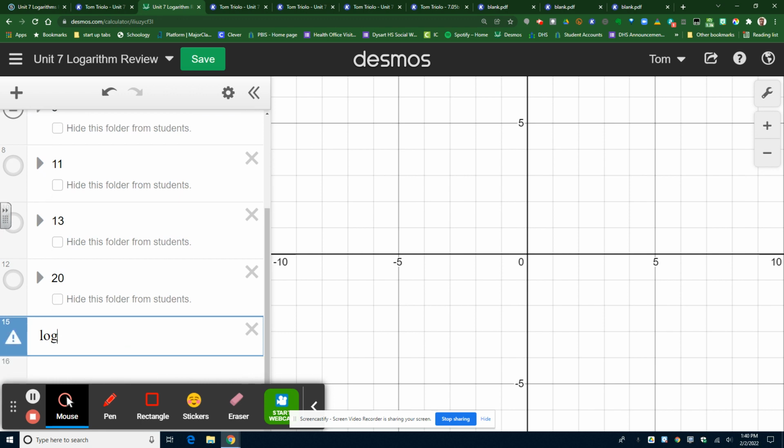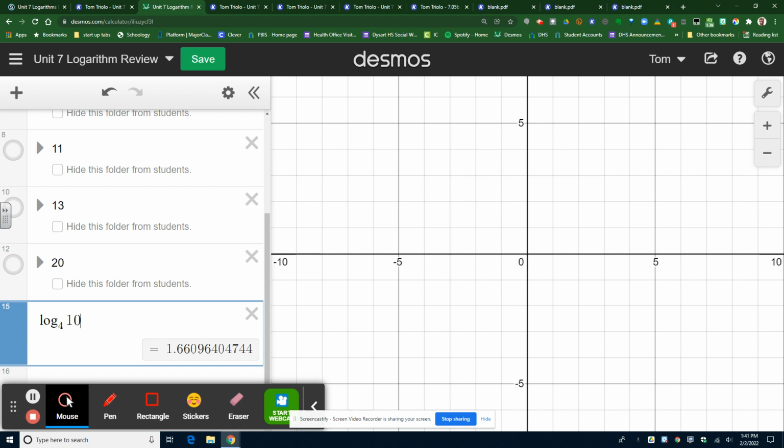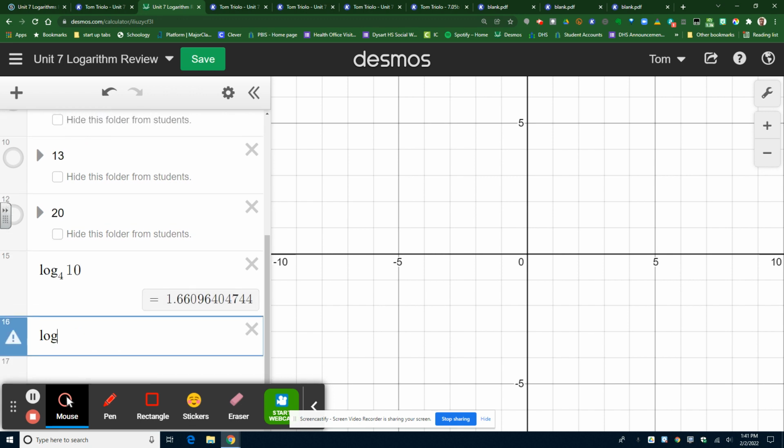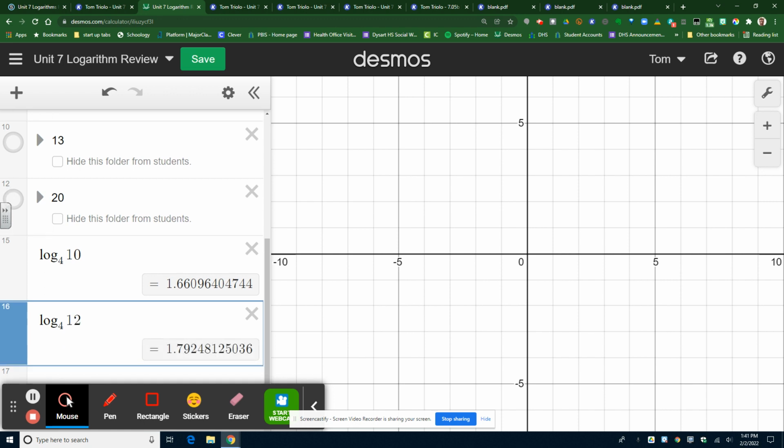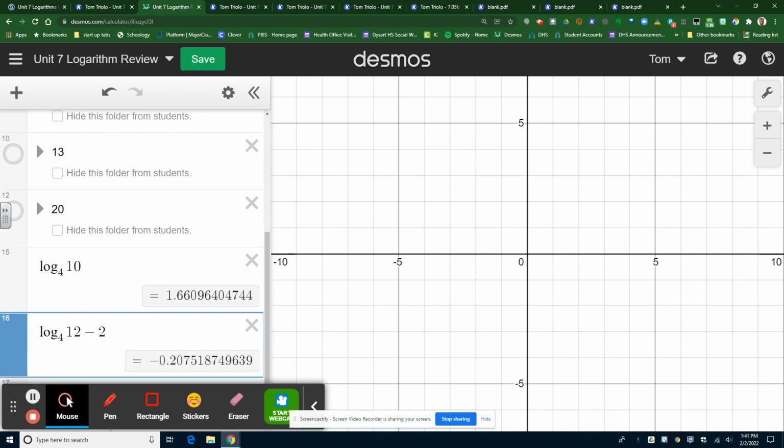So I got log base 4 of 10 is 1.6, and log base 4 of 12. Okay, see they're close, but that's this one I already subtracted the 2. When I subtracted 2 here, now they're not anymore close. This answer is negative. So negative 2.075, and the 1's not going to make it round. So that's my answer there.